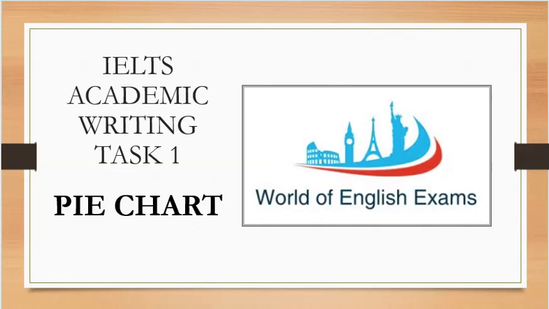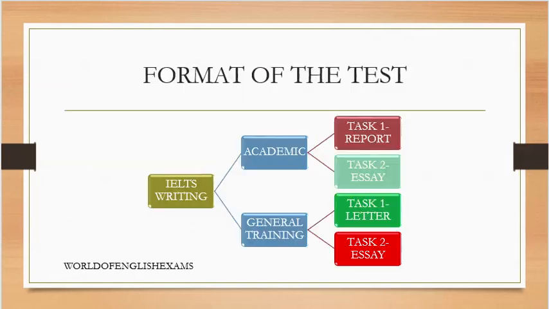So let's get started with today's video by understanding the format of the writing test. The writing test differs from academic to general, and in the academic test there are two tasks. The first task is a report, and the pie chart comes under the report, and task 2 is an essay. In the general training test, task 1 is a letter while task 2 is an essay. The total time given to complete the writing test is 1 hour or 60 minutes.